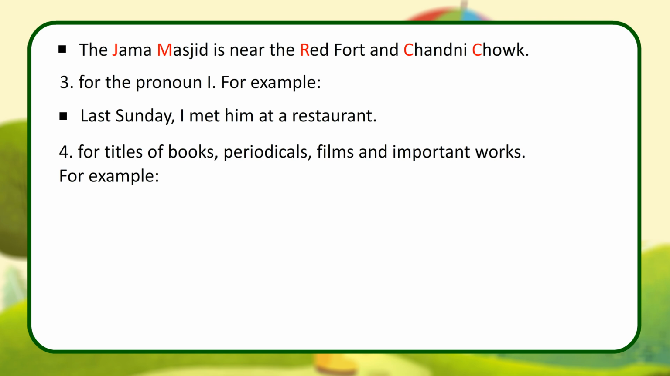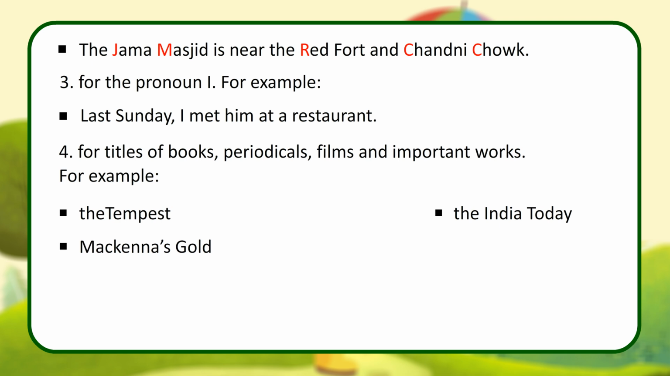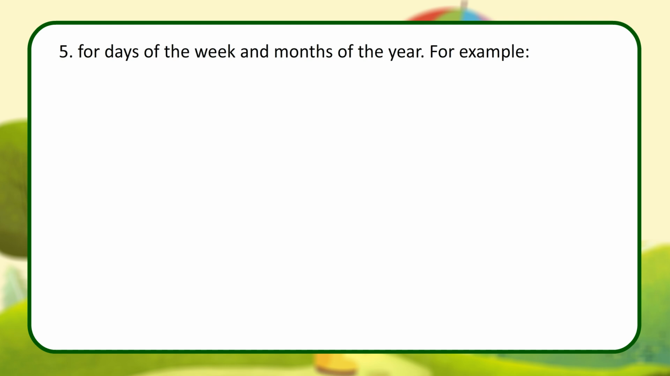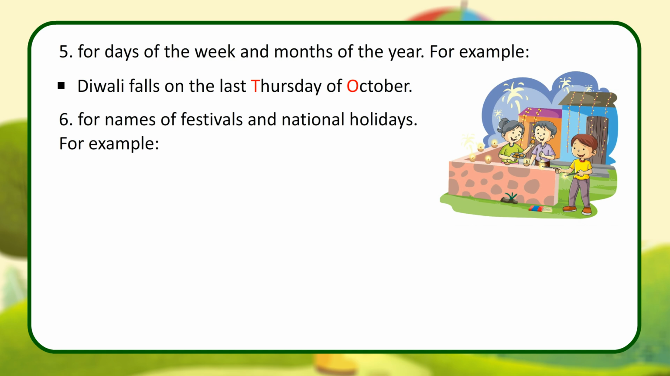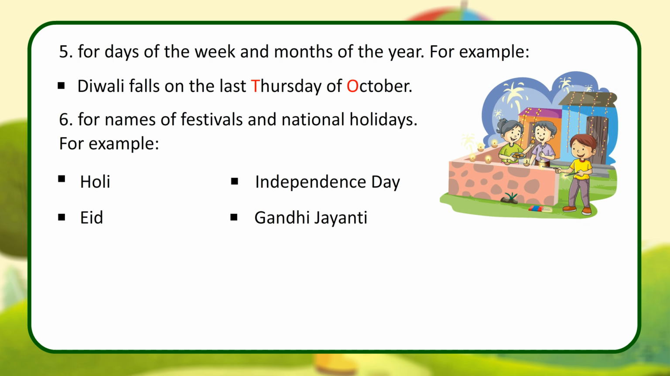4. For titles of books, periodicals, films and important works. For example, The Tempest, The India Today, McKenna's Gold, Las Meninas. 5. For days of the week and months of the year. For example, Diwali falls on the last Thursday of October. 6. For names of festivals and national holidays. For example, Holi, Independence Day, Eid, Gandhi Jayanti.